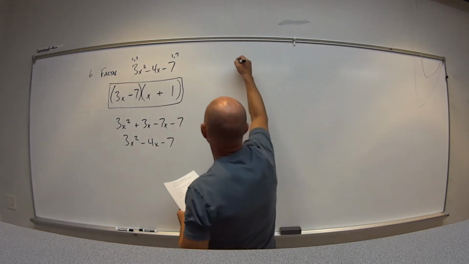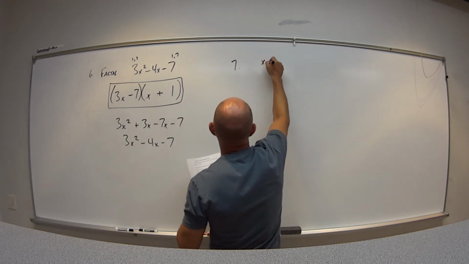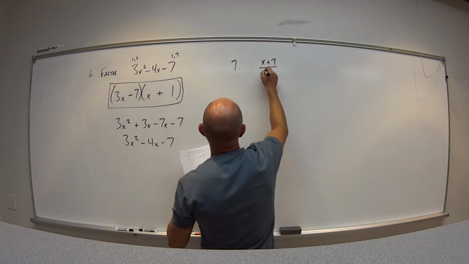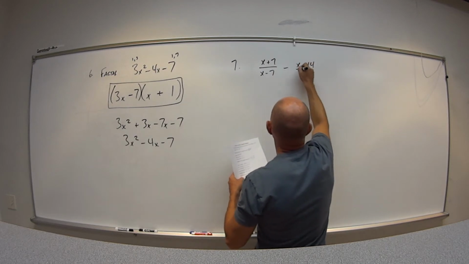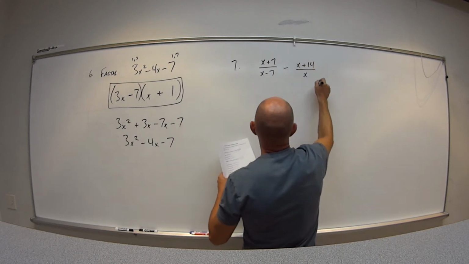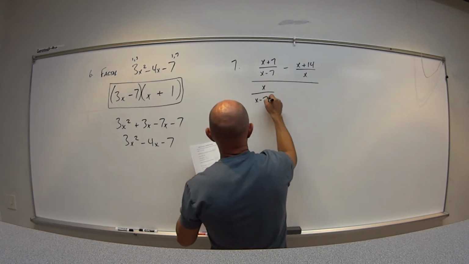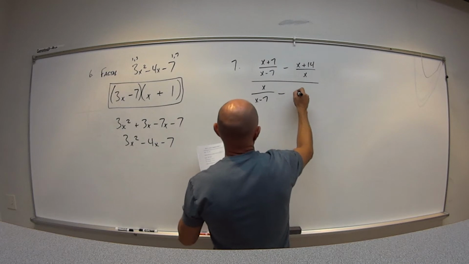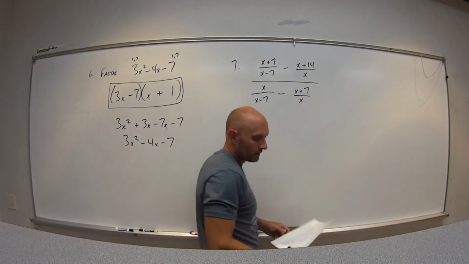All right, number 7. So we want to simplify the following. We have (x plus 7) over (x minus 7) minus (x plus 14) over x, all over (x minus 7) minus (x plus 7) over x.